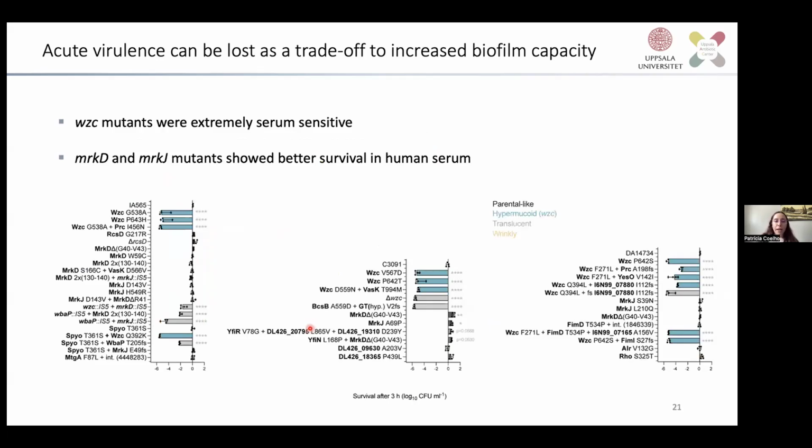We saw that by exposing these strains to serum, the WZC mutants were extremely serum sensitive. You would think that by overproducing a capsule, you might have more protection from human serum and the complement system, but it was the other way around. So it kind of confirms that perhaps they are overproducing capsule, but the capsule loses its structure, so the complement system can actually affect the cells a bit better. On the other hand, the MRKD and MRKJ mutants showed better survival in human serum. They were very much tolerant to exposure to human serum.